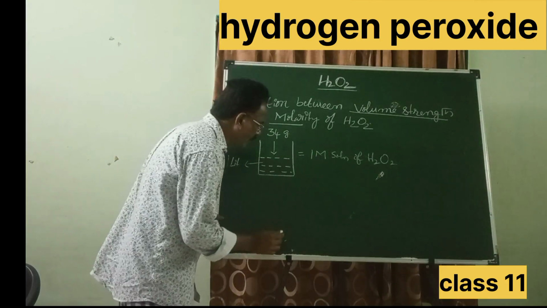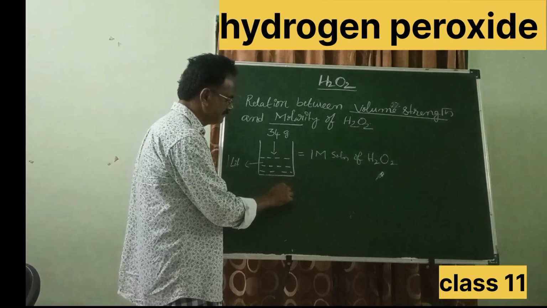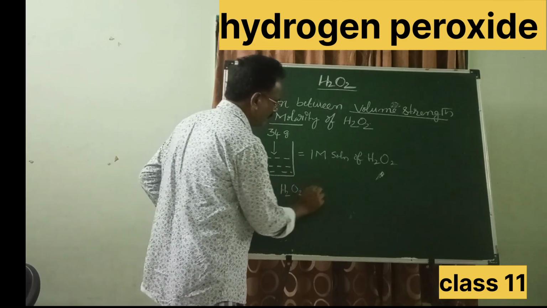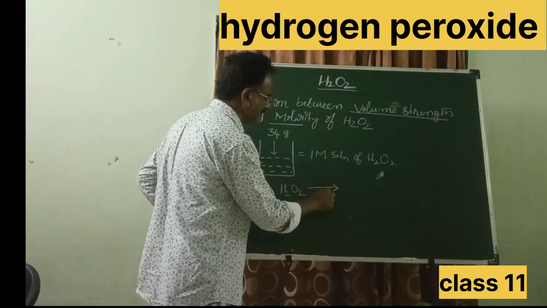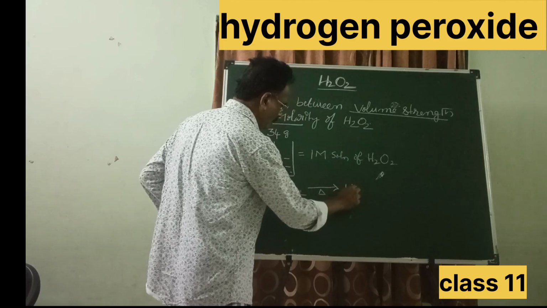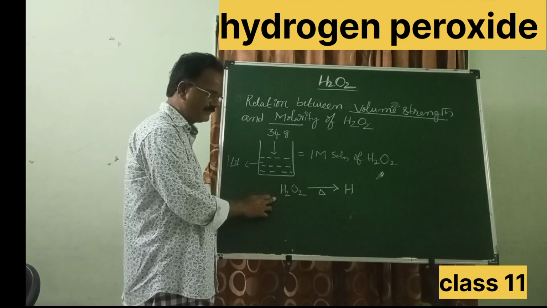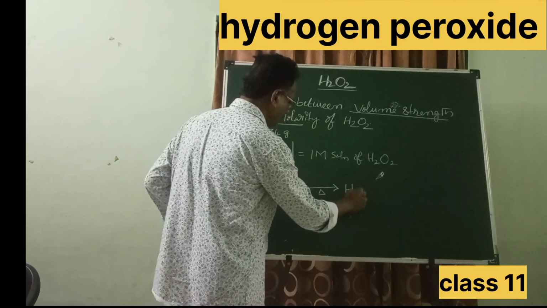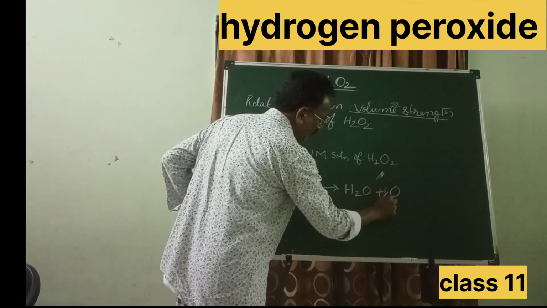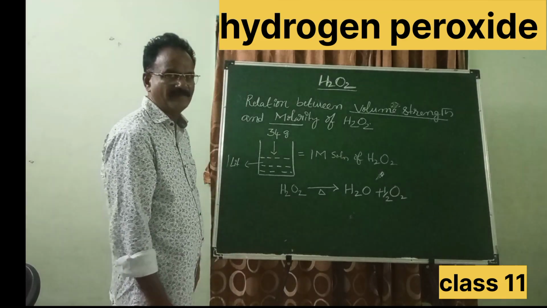So, according to the balanced equation for decomposition of H2O2, that means thermal decomposition of H2O2, 1 mole H2O2 dissolved in 1 liter, on decomposition, gives 1 mole water and half mole O2. Half mole O2. Is it clear?